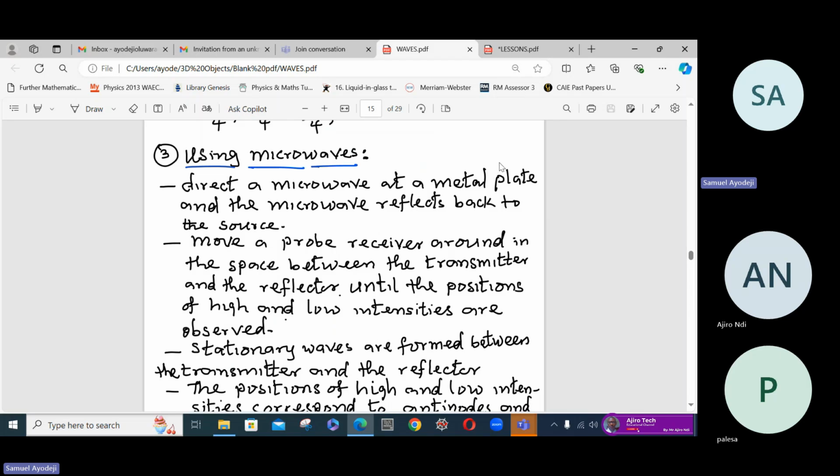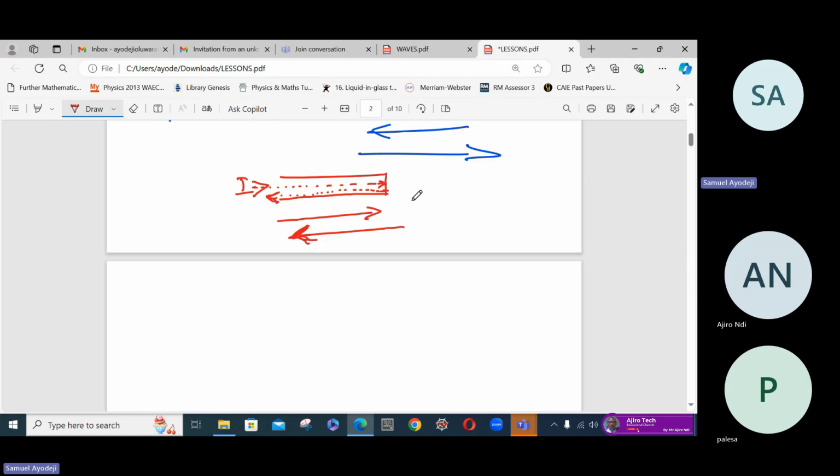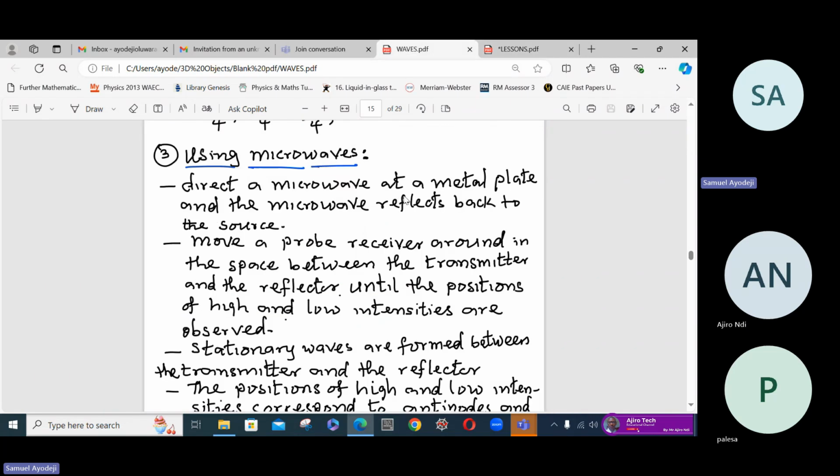So for a microwave, you have a microwave generator. Let's say this is the microwave source, and you send the wave incident this way. It gets reflected by a reflector here, and it gets reflected here. Everything follows the same process, with only a couple of things changing. So a wave travels from the microwave generator, is directed at a metal plate, and the microwave reflects back to the source.